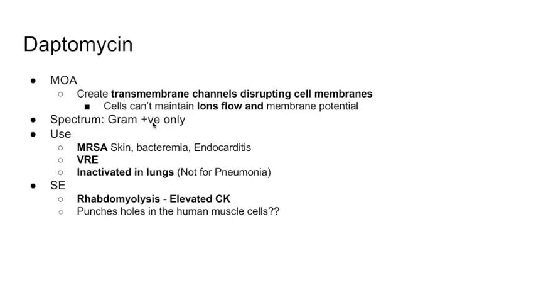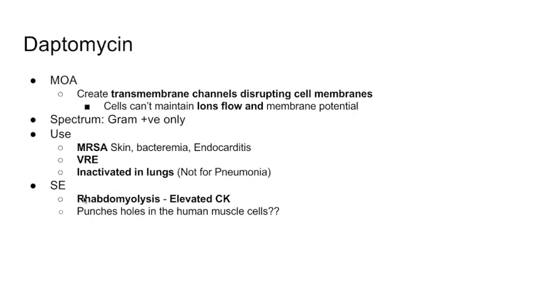It's used for gram-positive only, mainly MRSA, VRE. These are the biggest infections that daptomycin is used for. The one thing about daptomycin is that it's actually inactivated in the lungs, so you can't use it for pneumonia. So you can use it for bacteremia, skin infections, or endocarditis, but not for pneumonia.